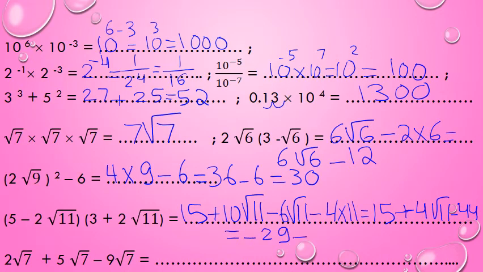Minus 29 plus 4 radical 11. This is the answer. Can we continue the addition or subtraction here? Because the number is different from the square root, okay? Now, Badia, 2 radical 7 plus 5 radical 7 minus 9 radical 7. The base remains radical 7. 2 plus 5 is 7. 7 minus 9 is negative 2, so it's minus 2 radical 7.